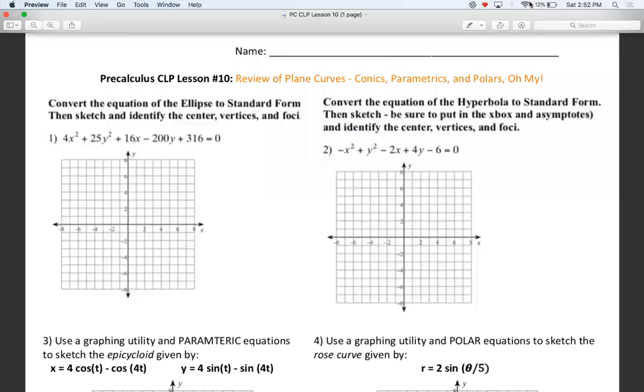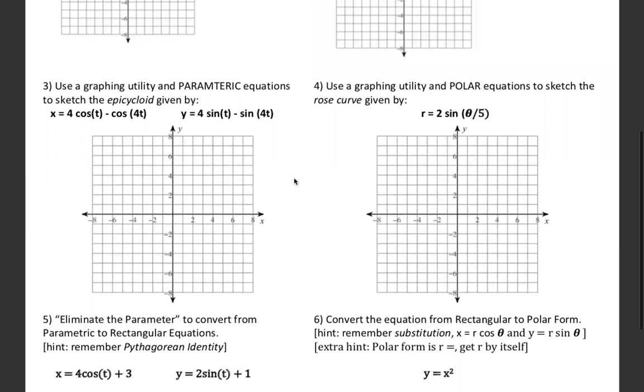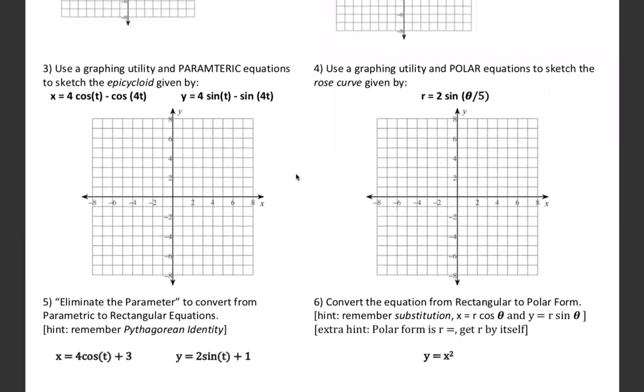Hey everybody, you'll see on my screen right now I have Precalc CLP lesson number 10 up. The reason I'm bringing this to your attention is I'm noticing a lot of people are getting incomplete or incorrect graphs for number 3, which is parametric equations. The picture is an epicycloid. And for number 4, you should get a rose curve given by the polar equation.